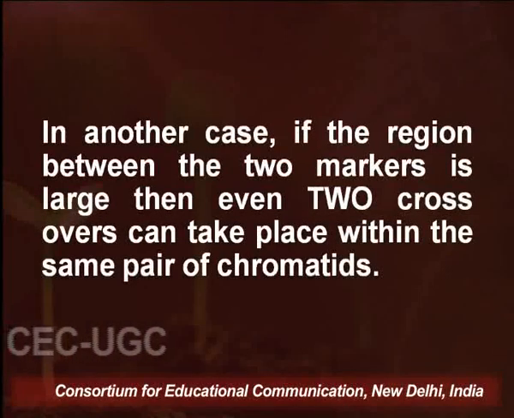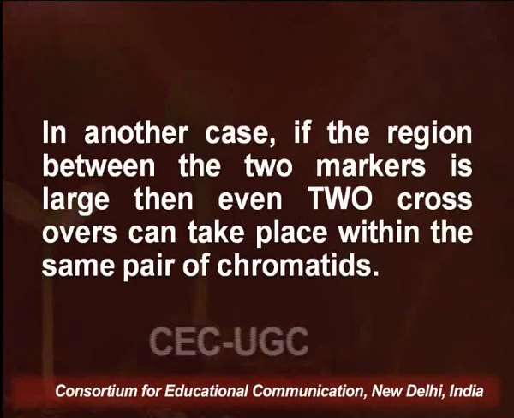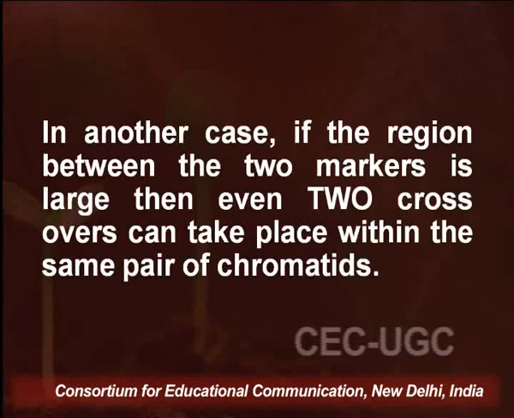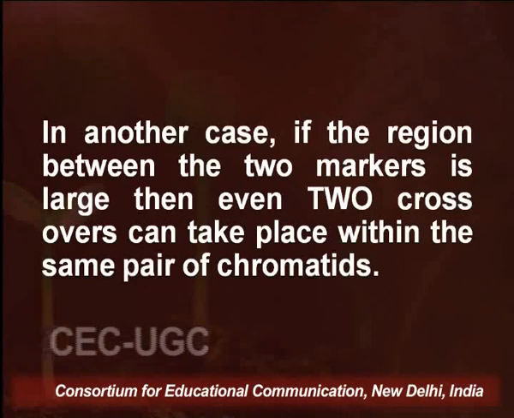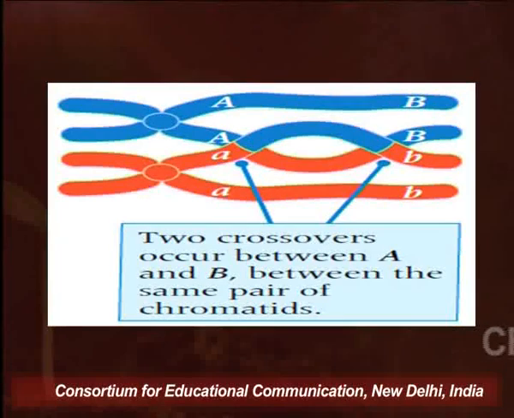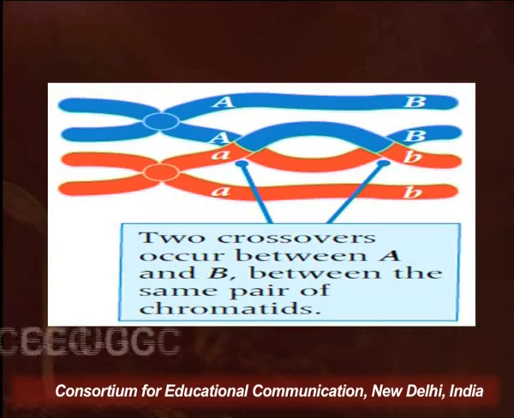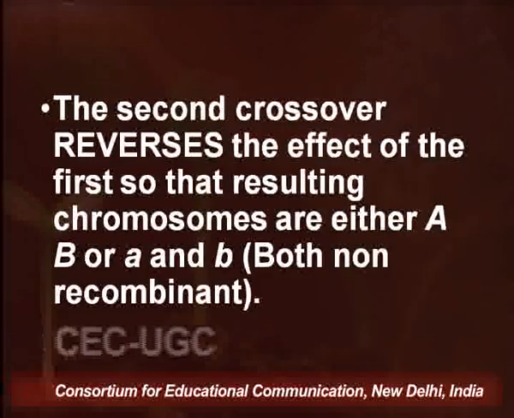Now, if the region between the two markers is too large, and not just one, even two crossovers take place within the same pair of chromatids, then we have a still different situation. If you look at your screens, you find that now there are two crossovers, occurring between A and B and between the same pair of chromatids. So what is going to be the situation?